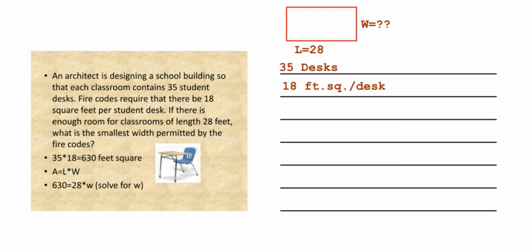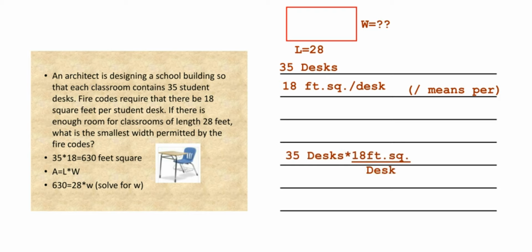Okay, do remember that we have 18 feet square per desk is the other thing that we were missing. So 18 feet square per desk. Space around the desk typically required by fire code. Do notice that the slash means per. So per desk. You may have seen it on the roads as miles per hour, mph. So it's a per hour, or in this case, feet square per desk.